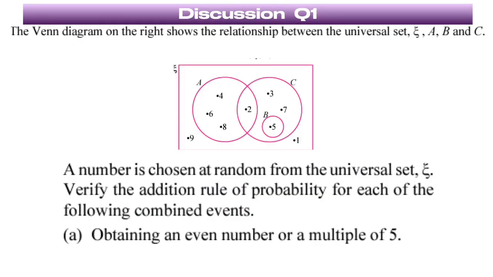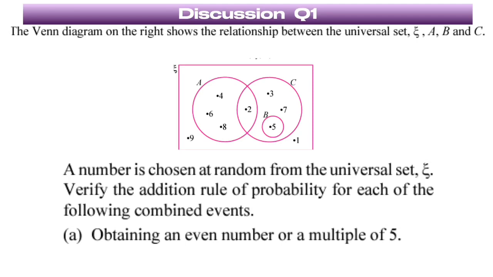Let's discuss example 7. The Venn diagram on the right shows the relationship between the universal set and sets A, B, and C. A number is chosen at random from the universal set. Verify the addition rule of probability for each of the following combined events. For A, obtaining an even number or multiple of 5.